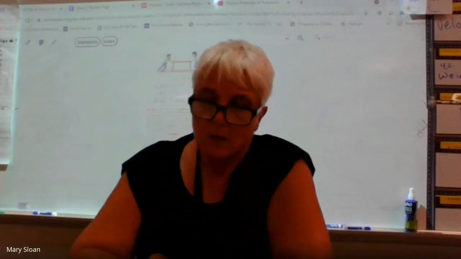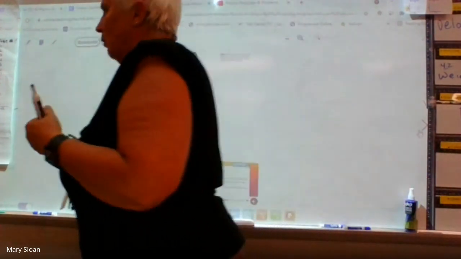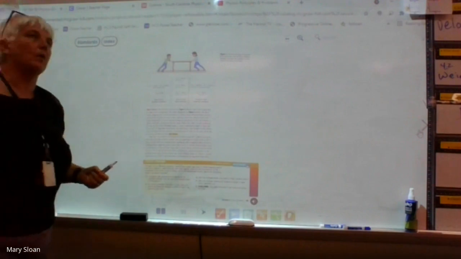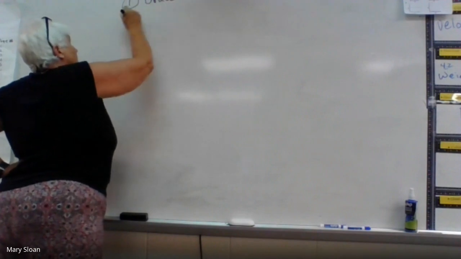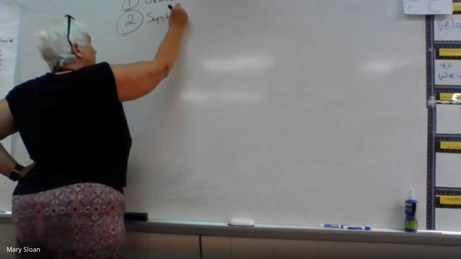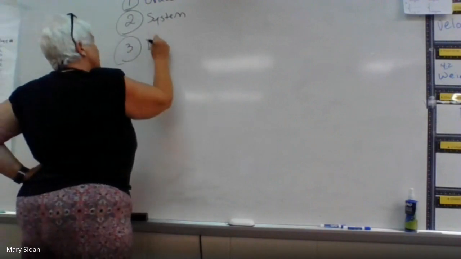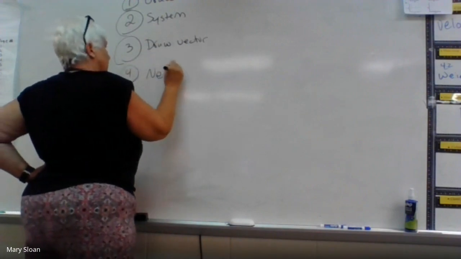Okay. So, first things first, when we're drawing a free body diagram, what are the steps that we have to do? Do you remember what they are? Free body diagram. What do we have to do? We have to draw a picture. Yep. The first thing we're going to do is draw a picture. What is the second thing we got to do? Identify the system. What's the next thing we're going to do? Draw the vectors. And then what is the last thing? Net force.